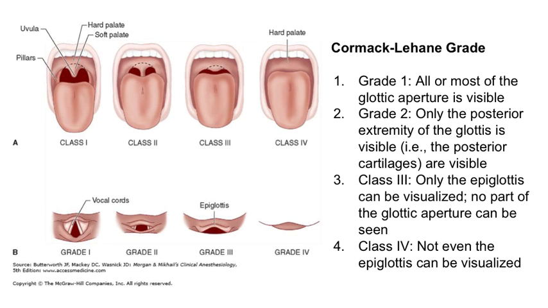This is the Cormack-Lehane grading. Grade 1 is where you see almost all of the glottic aperture, the vocal cords, the posterior cartilages, as well as the epiglottis. Class 2, where you can only see the posterior cartilages and also the epiglottis. And class 3, you only see the epiglottis. And class 4, you don't even see the epiglottis. And so you're going to have difficulty in intubation again. This is based on your laryngoscopic view. The Mallampati is based on your inspection as you ask the patient to open the mouth.